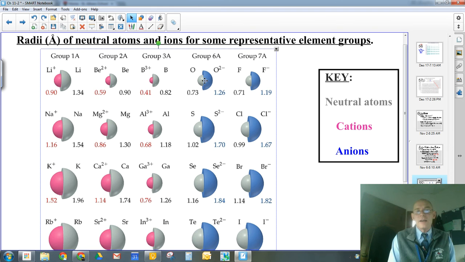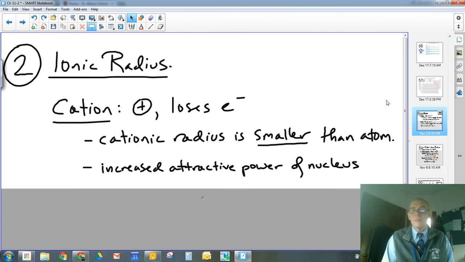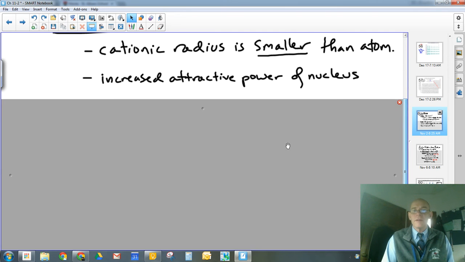The anion gains negative electrons, and therefore the repulsion between those electrons is greater, and the anions are always greater than the neutral atom. And that is shown here, I believe. Let's make sure we copy these notes down.